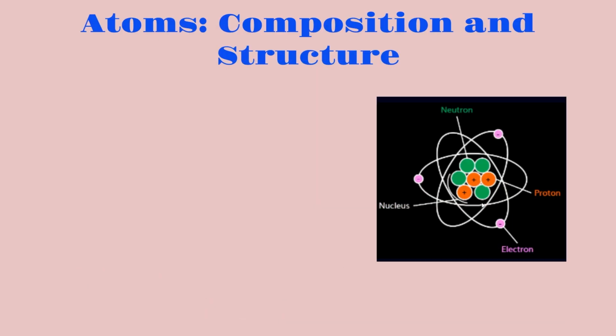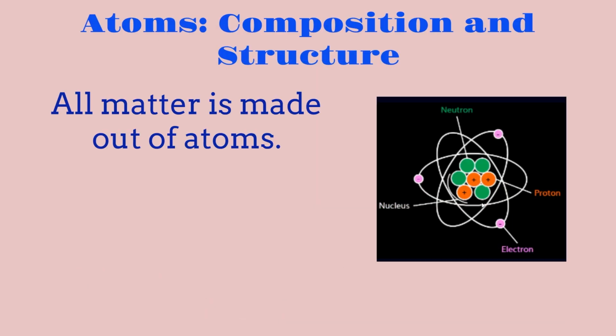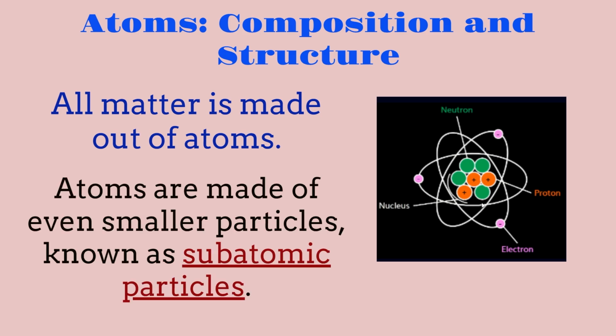So starting off, we're going to talk more about the composition and structure. First of all, matter is actually made out of atoms. And atoms are made up of even smaller particles, and these are known as subatomic particles. As we can see here on the right, this is a picture of an atom, and all matter inside of the universe is made out of these atoms. And then atoms are made out of even smaller particles, which we call subatomic particles. So for example, there is the nucleus, and inside of this nucleus there's the proton and neutron, and then orbiting this nucleus there is the electron. So just to summarize, all matter is made out of atoms, and then atoms are made out of smaller ones, which are called subatomic particles.